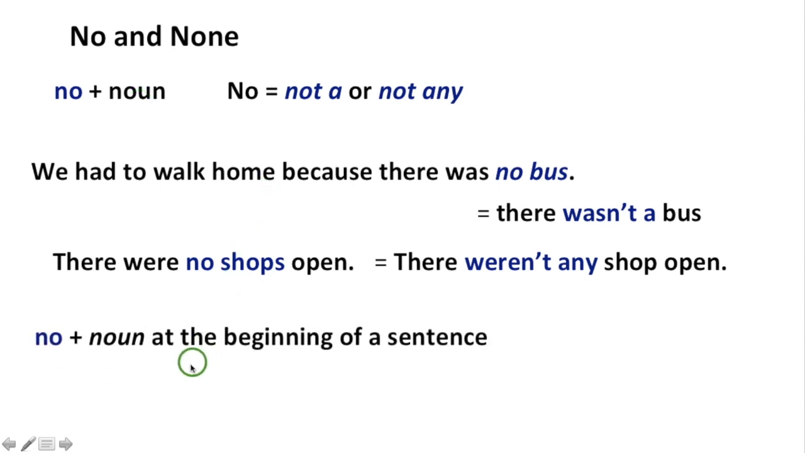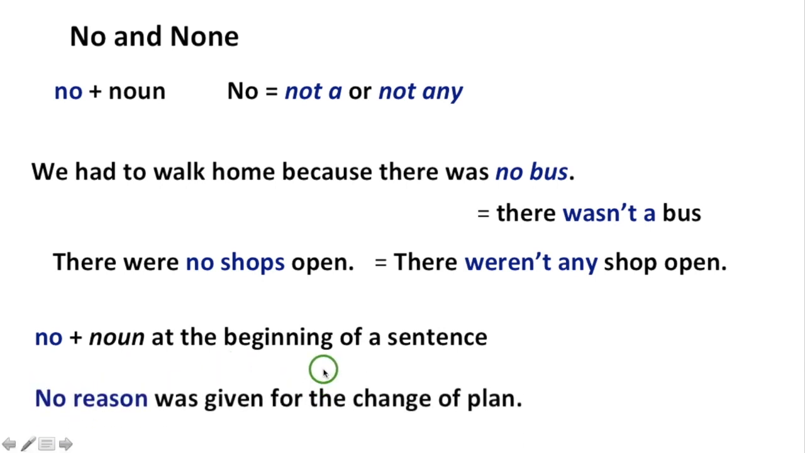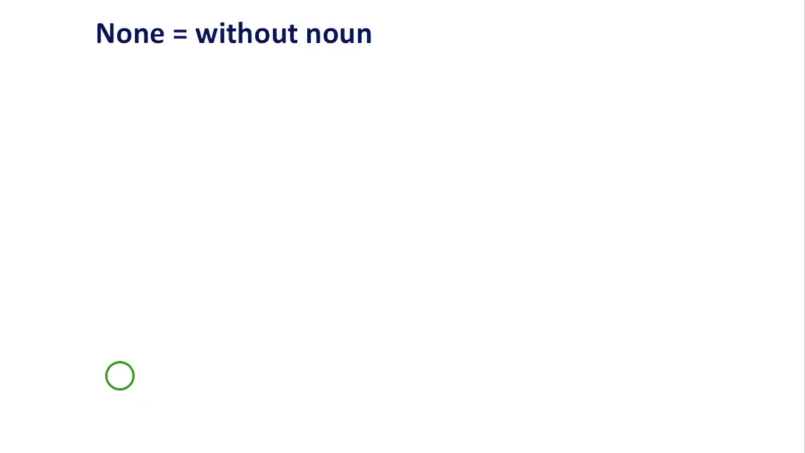Now let's see another example where we may find that no plus noun can be used at the beginning of a sentence. Here, no reason was given for the change of plan. Here we find no is used with the noun reason, and this no and reason is used just at the beginning of a sentence. So, no plus noun can be used in the middle or at the beginning of a sentence.